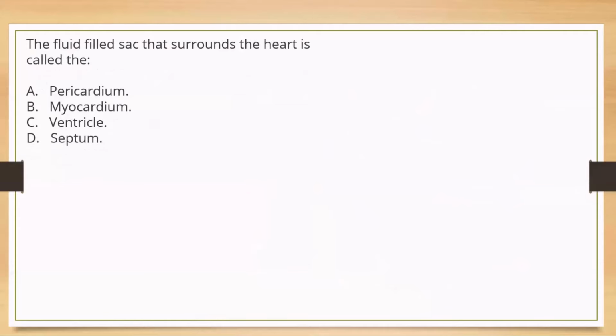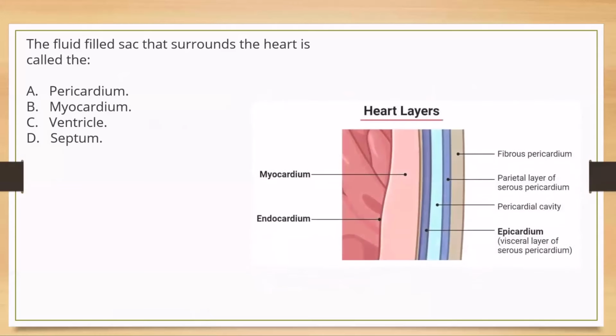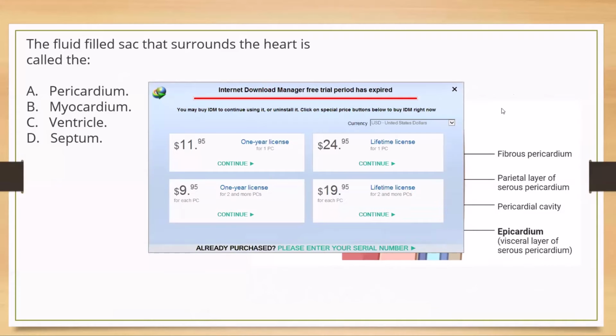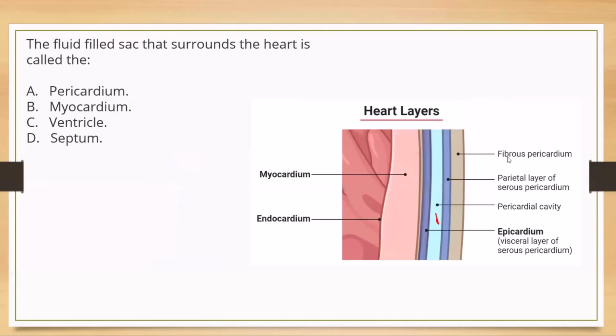So the fluid-filled sac that surrounds the heart, again, we'll talk about it. That's called the pericardial fluid, right? Yeah. So the sac is called the pericardial cavity. So the fluid-filled sac that surrounds the heart, of course, is the pericardium. So your answer here is A.